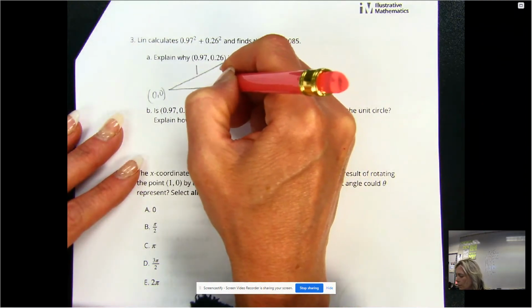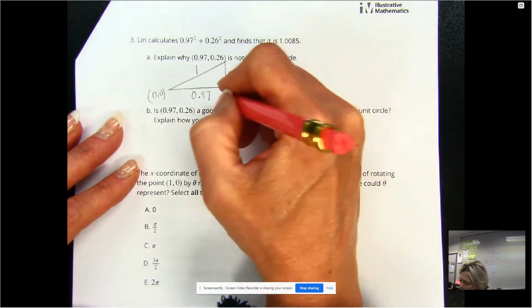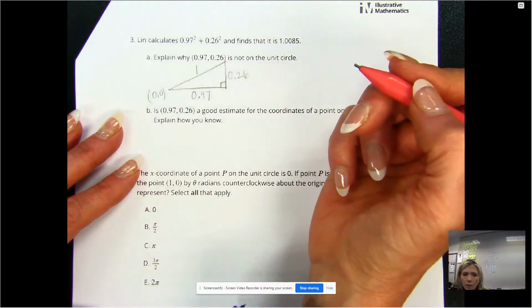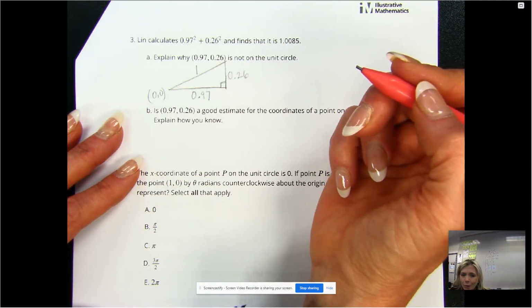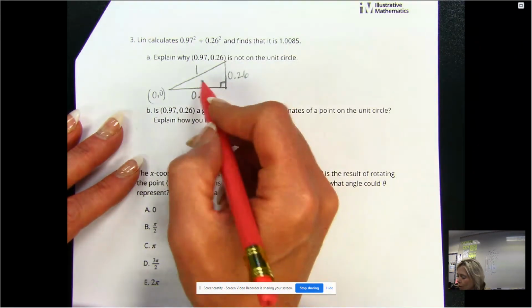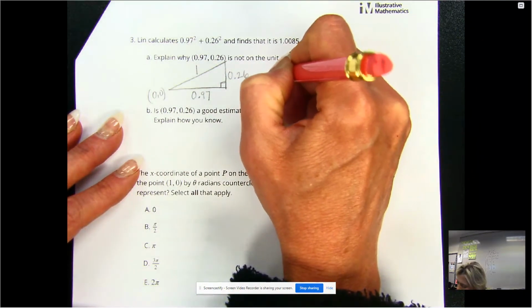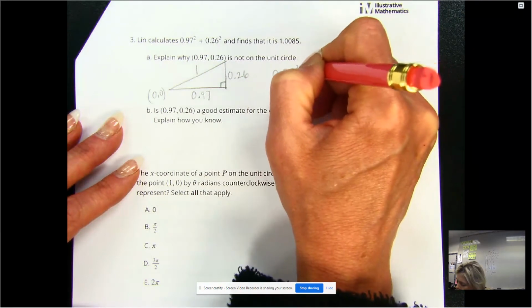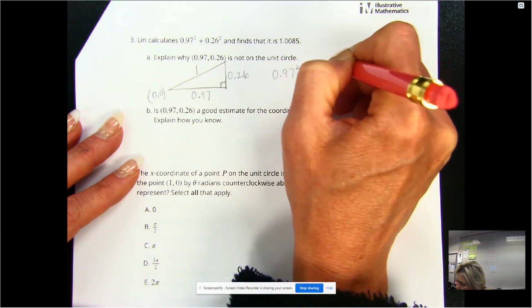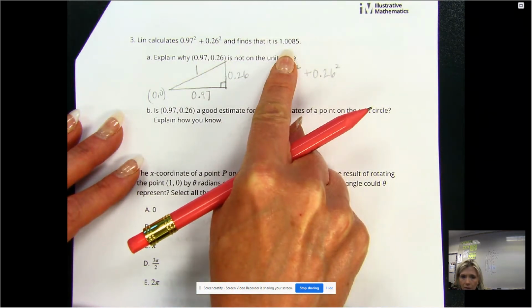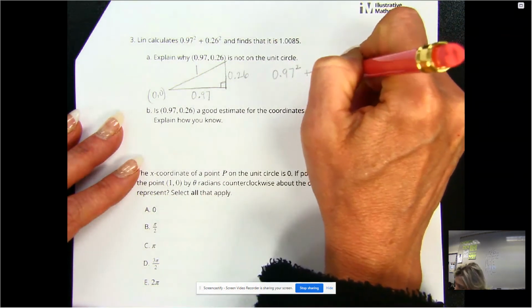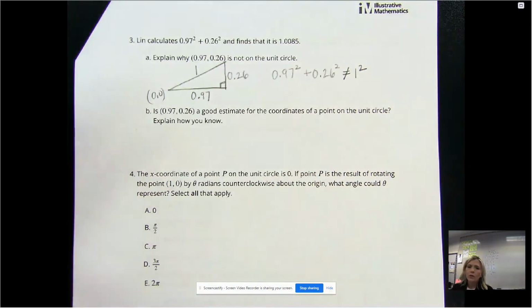So with our right angle being right here, the Pythagorean theorem tells us that if this is a right triangle, then a squared plus b squared equals c squared. So if we know that the hypotenuse would have to be 1 since that's the radius, and 0.97 squared plus 0.26 squared equals this, it means it does not equal 1 squared, which it would have to equal to actually make that a true right triangle.